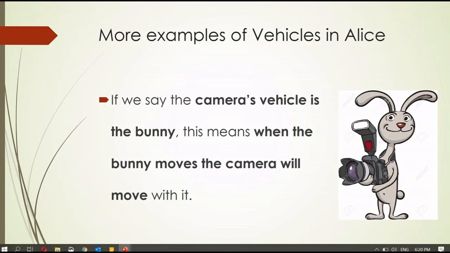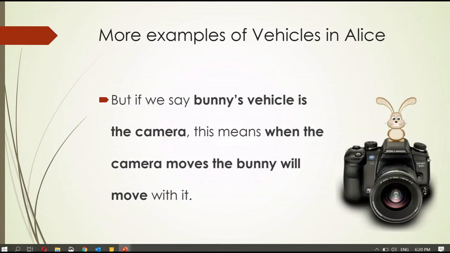Okay, so let's just make this very clear for us because the two statements are just opposites of each other. When we say that the camera's vehicle is the bunny, this means that whenever the bunny moves, the camera will move with it because the vehicle is the bunny and the vehicle is always the one moving, right? And if we say the bunny's vehicle is the camera, this means that wherever the camera will go, the bunny will go along with it because the vehicle is the camera. The vehicle is the one moving.